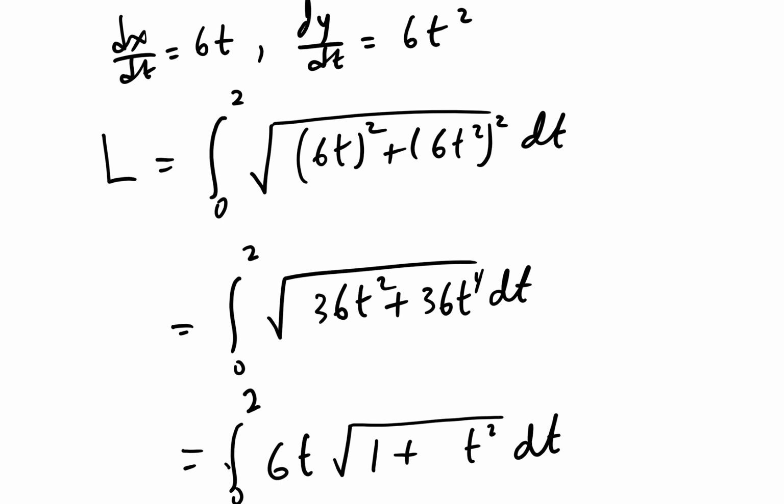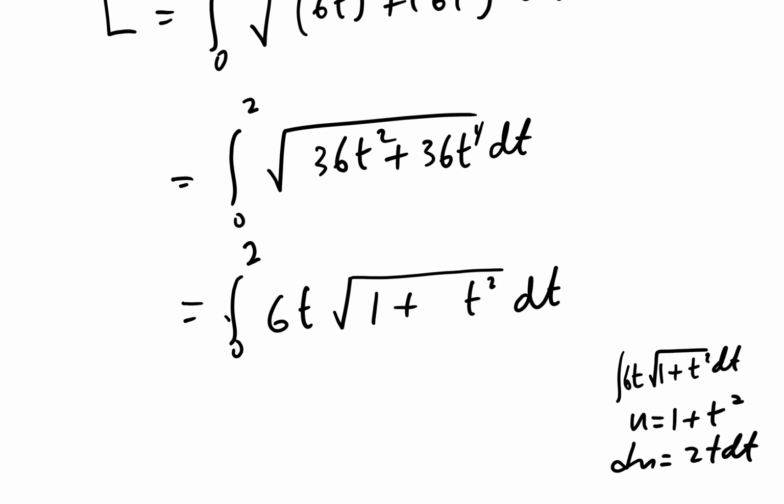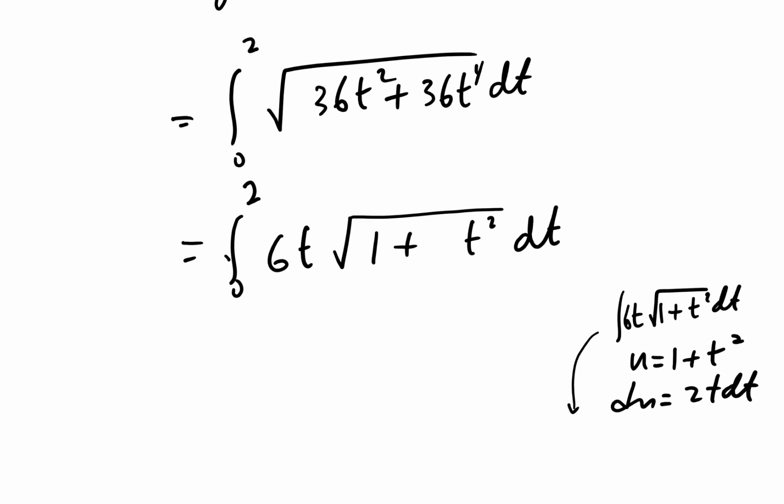Now to integrate this one, we can use the u-sub, right? So on the side, I want to do 6t times the square root of 1 plus t squared dt. u equals 1 plus t squared, so du is 2t dt. So this becomes 3 outside and 2 in, 3 times 2. The 2t dt is du. This is the square root of u du, so 3u to the 1/2 du.